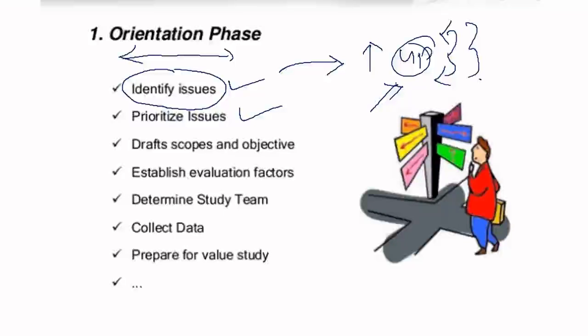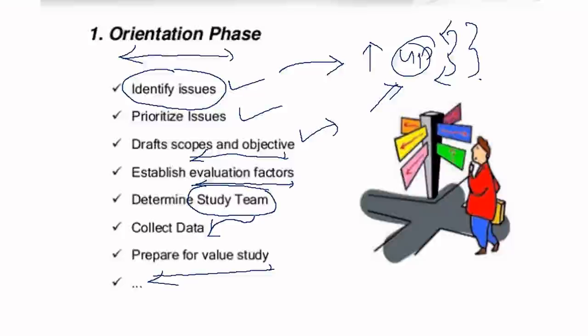Okay, then we'll have the scopes as well as objectives, how to face this particular issue, and then we go for the evaluation factors. Evaluation factors means the evaluation strategy for reducing any factors that will pull down the value. Then finally we will decide which particular study team is very critical in analyzing the data, and they will be responsible for collecting the data, and they will go for the value study finally.